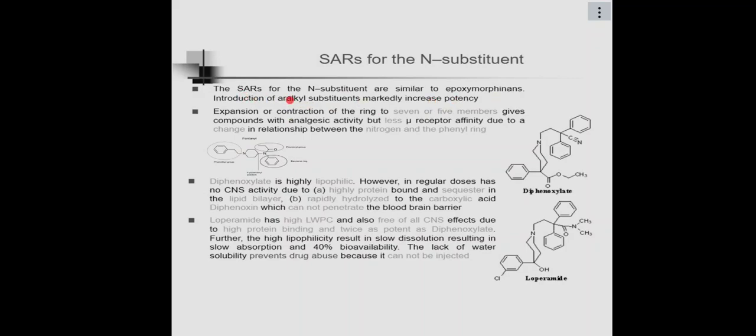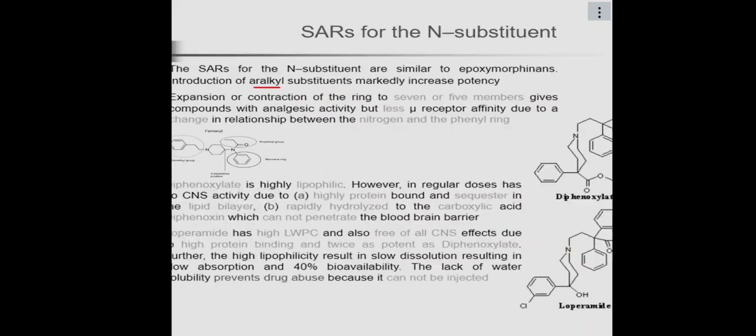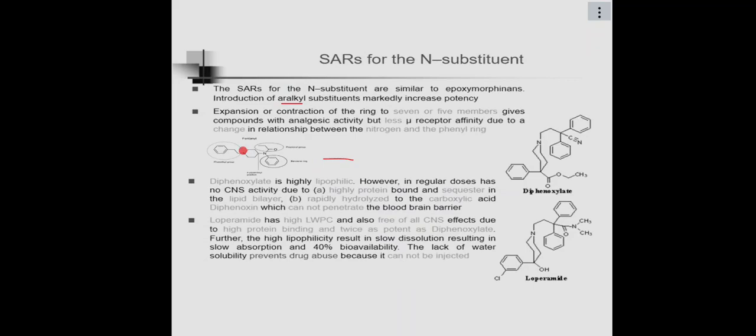The SAR for the N substituent are very similar to that of the morphine derivatives, and introduction of an aryl substituent markedly increases activity. This aryl is like you find in fentanyl. So that's the same point we had just said. If you look at the structure of fentanyl, this is the aryl, phenethyl, as in fentanyl. So if you do introduce a phenaryl group, there is a drastic increase in activity. If you change the piperidine ring, you expand it or you make it smaller, then you find that you will interfere with the activity.